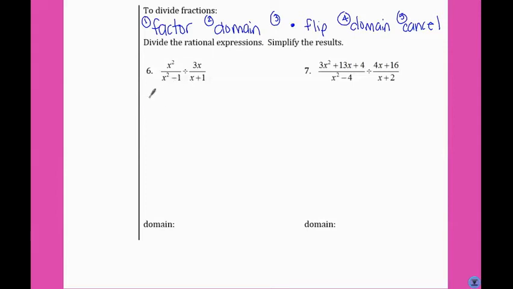All right, so let's get started factoring. X squared, just x squared. X squared minus 1 factors to x minus 1 and x plus 1, because it's the difference of perfect squares, divided by 3x over x plus 1. There's nothing to factor with those. So for our domain, we're going to say that x cannot equal, can't be positive 1 because of this factor, and it can't be negative 1 because of these two factors. So I'm just going to write it as plus or minus 1. If you want to write them separately, that's fine.